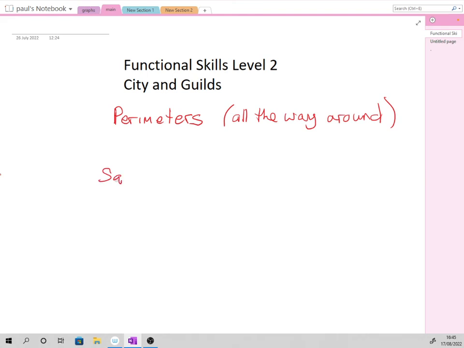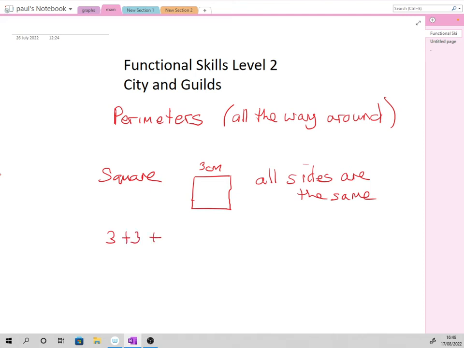First of all, we'll do a square shape, because that should be the easiest one. Now, the thing with the square is, it's supposed to be a square, all sides are the same. If they weren't, it would not be a square. So, 3 centimeters, we only need to label up one side because the other 3 sides are all going to be exactly the same. So it's 3 plus 3 plus 3 plus 3. Because that's going to be 3, that's going to be 3, that's going to be 3.